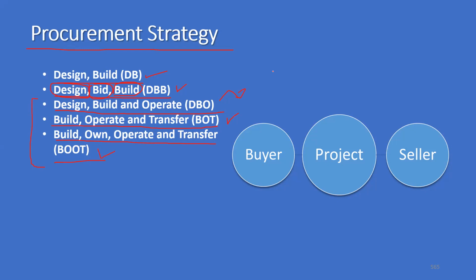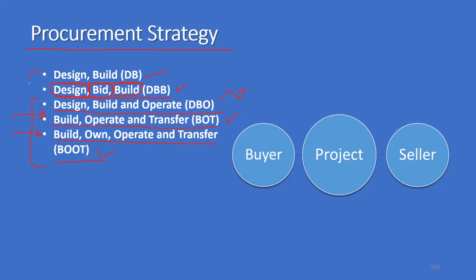Based on these procurement strategies, if you see the last two, build, operate, and transfer, that means the design is given to them. They don't do the design. Here also the design is given to them. They don't do the design. The design is done by a third-party consultant, and that design is given to them, and they should build it according to the design.